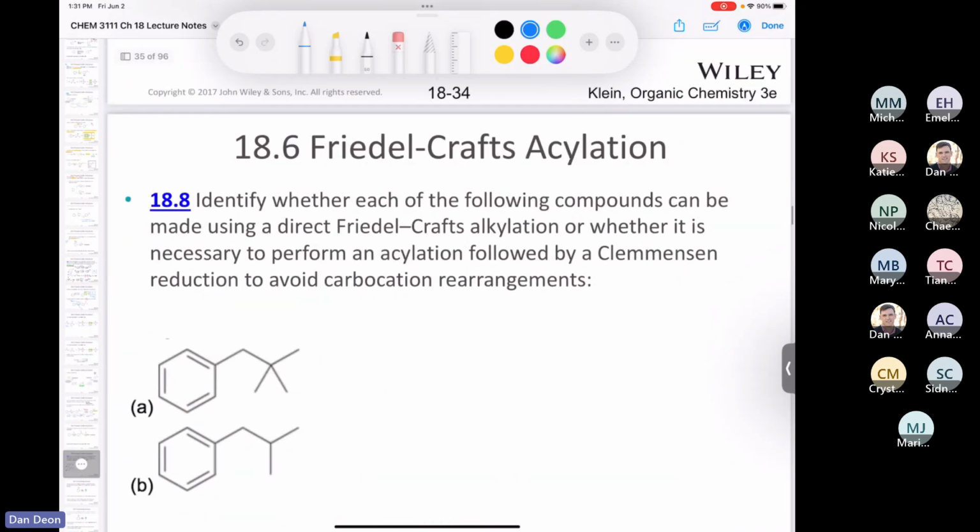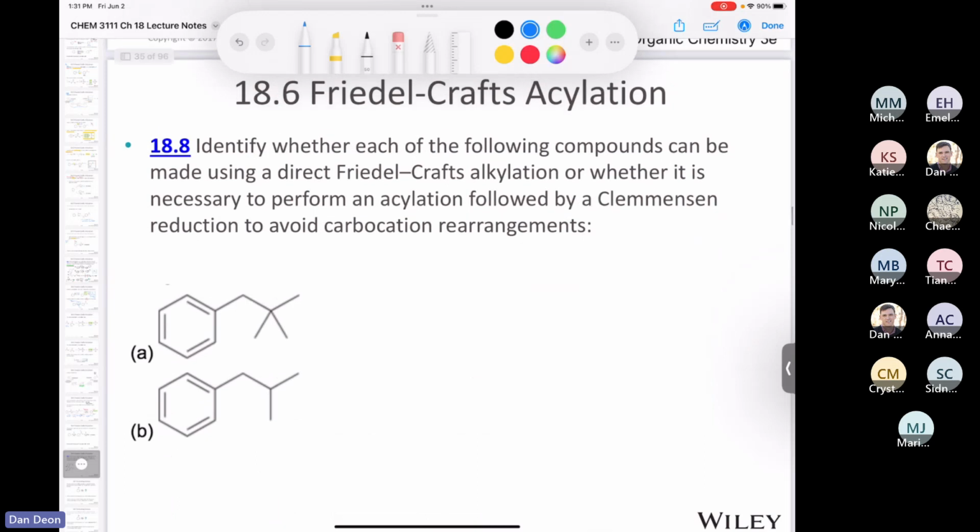So let's see here. This question requires some thinking. I'm going to put on your thinking cap for this one. Identify whether each of the following compounds can be made using a direct Friedel-Crafts alkylation or whether it is necessary to perform an acylation followed by a Clemmensen reduction to avoid carbocation rearrangements.